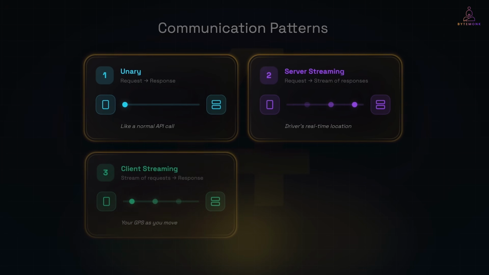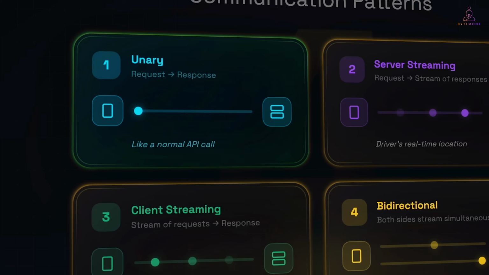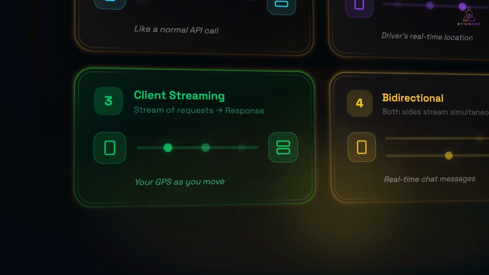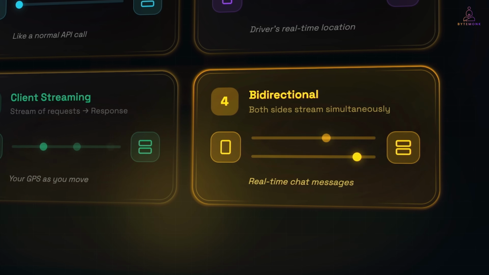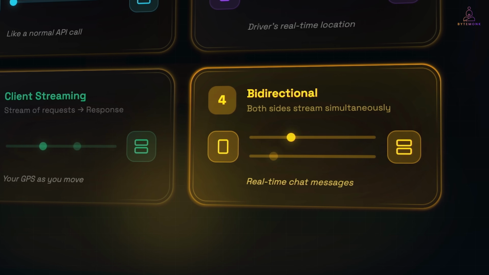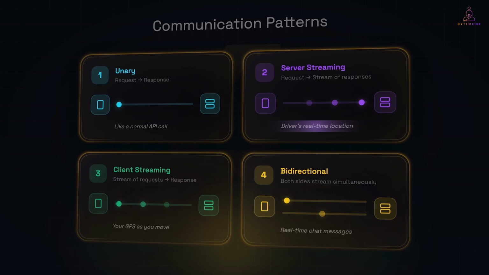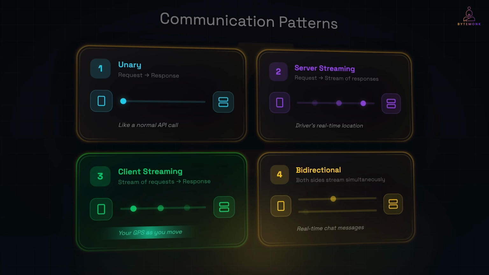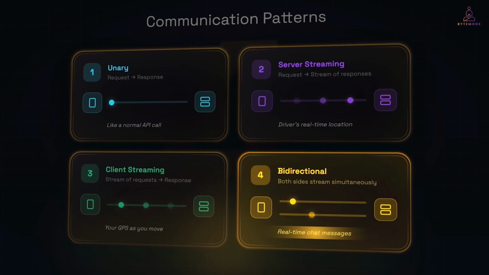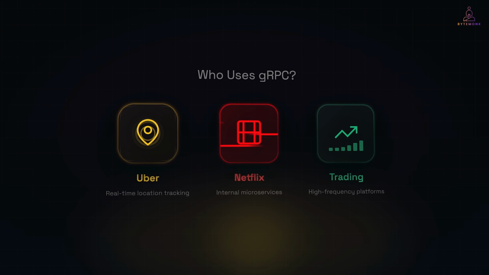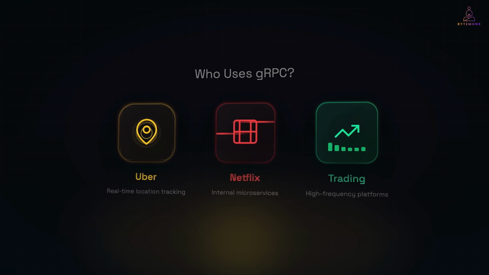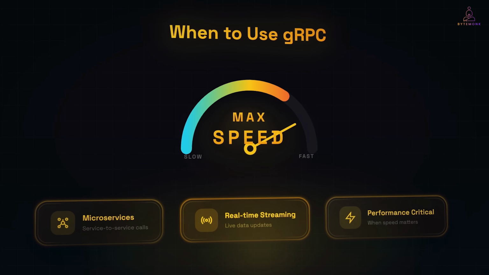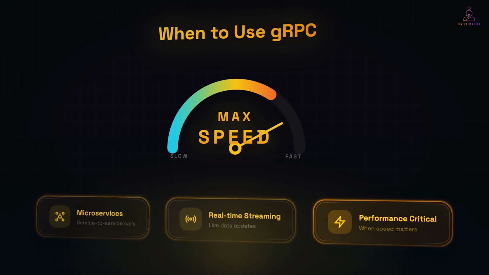And gRPC supports 4 communication patterns: simple request response, server streaming with continuous updates, client streaming with continuous data upload, and bidirectional streaming, where both sides talk simultaneously. Think of your driver's real-time location, server streaming. Your GPS as you move, client streaming. Chat messages, bidirectional streaming. Netflix uses gRPC internally, so do high-frequency trading platforms. So when do you use gRPC? Basically, in case of microservices communication, real-time streaming, or when your performance is critical.